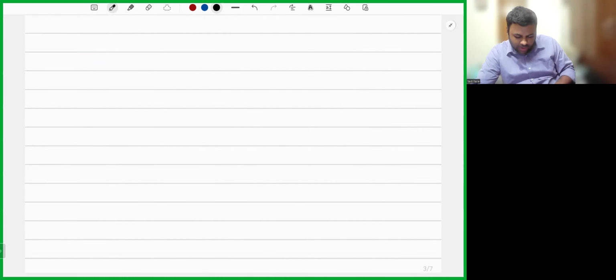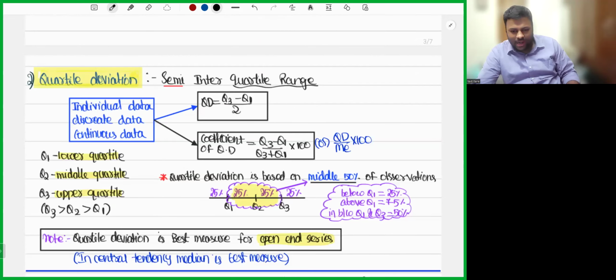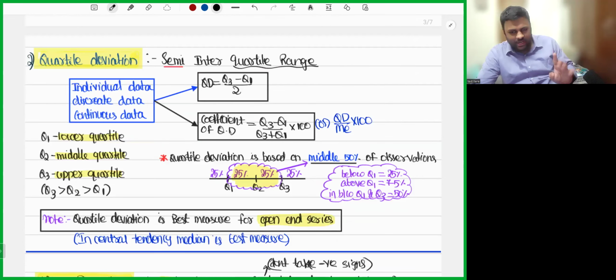Next. Now, my dear friends, let's get into quartile deviation. Now, you already know how to calculate quartiles, right? Individual data, discrete data, and continuous data. Individual data, how will you calculate quartiles? First, you will arrange the data in ascending order.